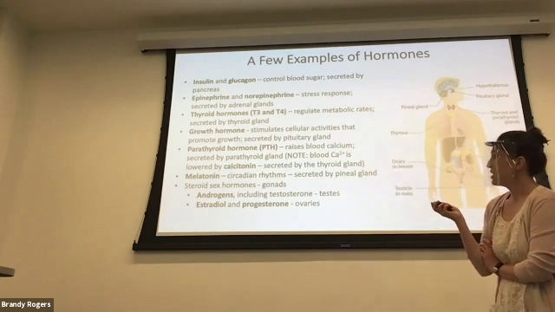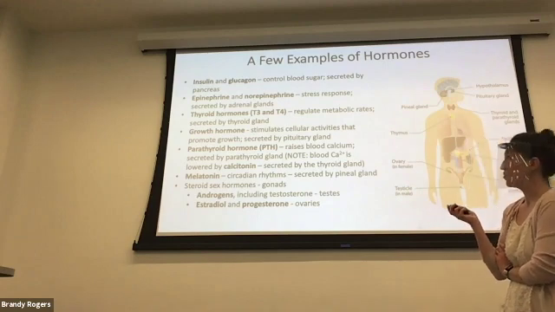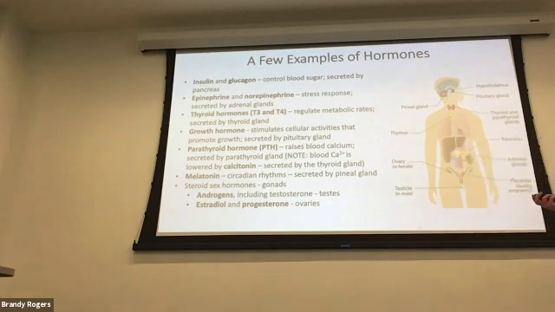Parathyroid hormone comes from the parathyroid gland. Okay, so that's pretty straightforward. Parathyroid hormone raises blood calcium. There is a different hormone that lowers blood calcium. That's called calcitonin, and calcitonin comes from the thyroid gland. So there's a really interesting interplay between thyroid and parathyroid.